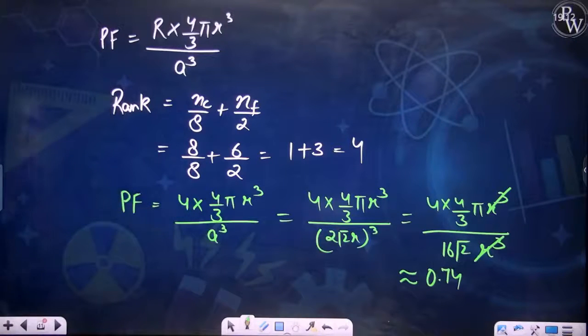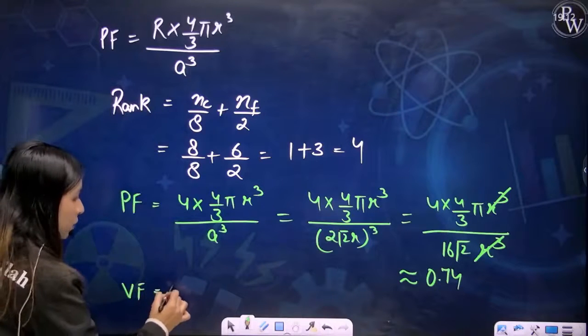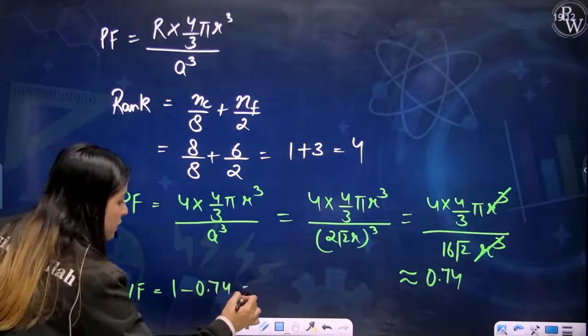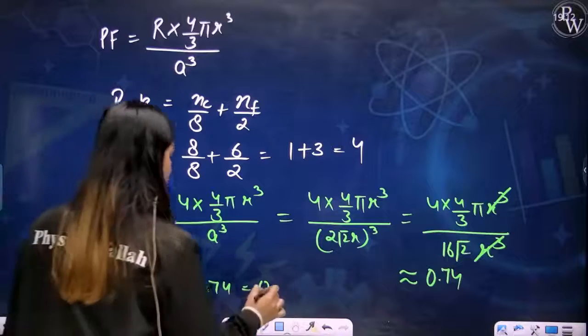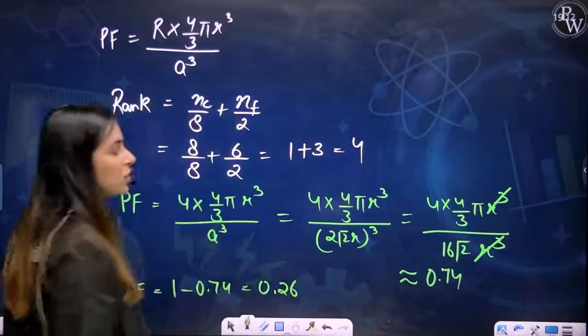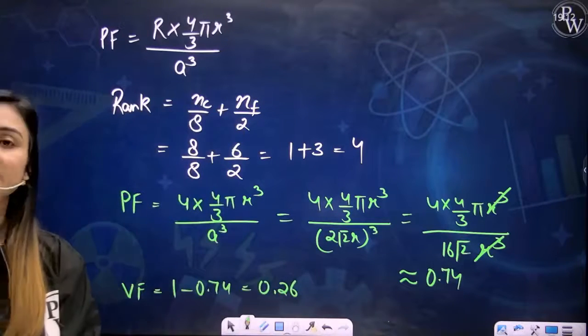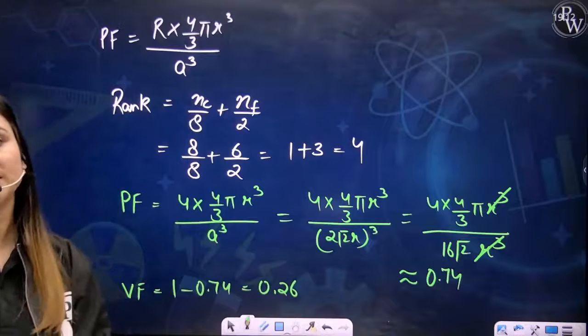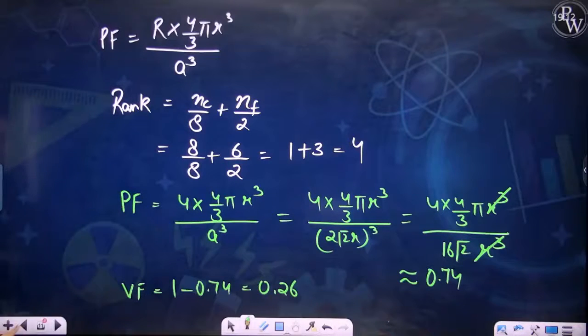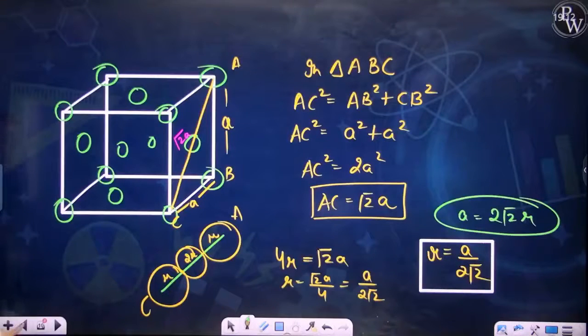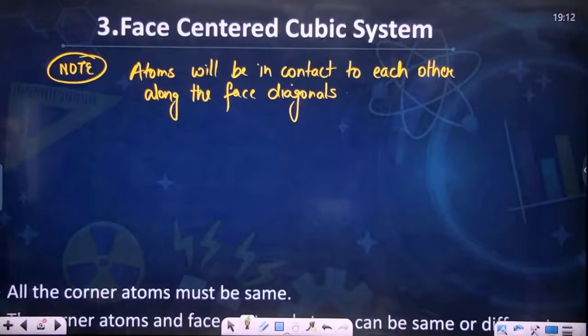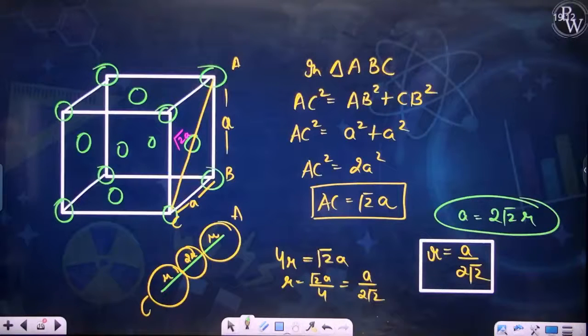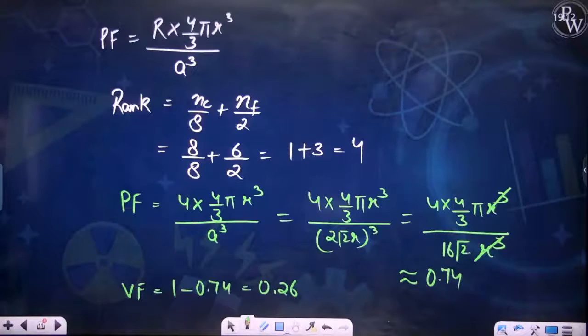What will be the void fraction? 1 minus 0.74, which is equal to 0.26. Okay, so 0.26 is the void fraction. I hope you're clear with this. Perfect, my dear students. This is how we will calculate the packing fraction for a face-centered unit cell. If you want to write it, please write it. You can write this down. Also, you can write this down.